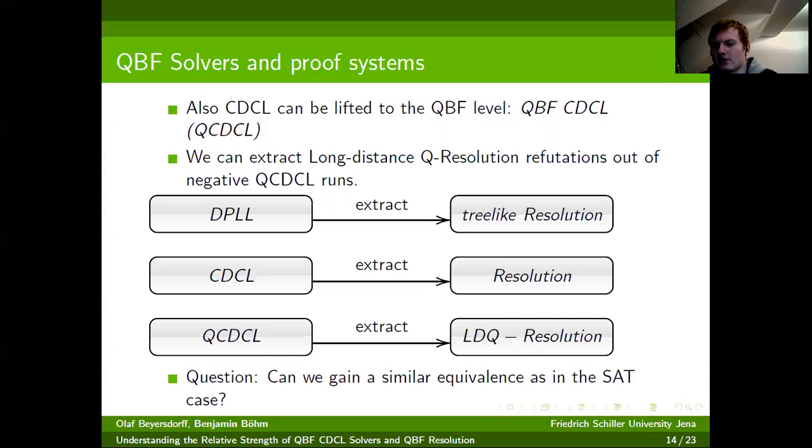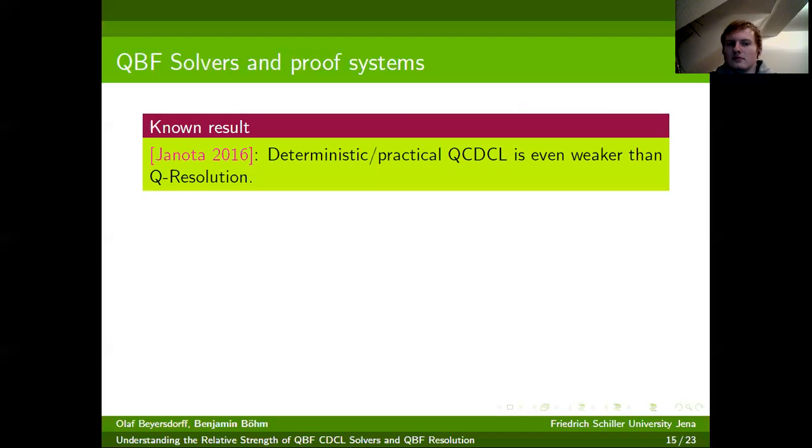Now the question: can we gain a similar equivalence as in the SAT case? Well, there was this result from Janota in 2016, which says that the deterministic, or practical, version of QCDCL is really weaker than Q-resolution.